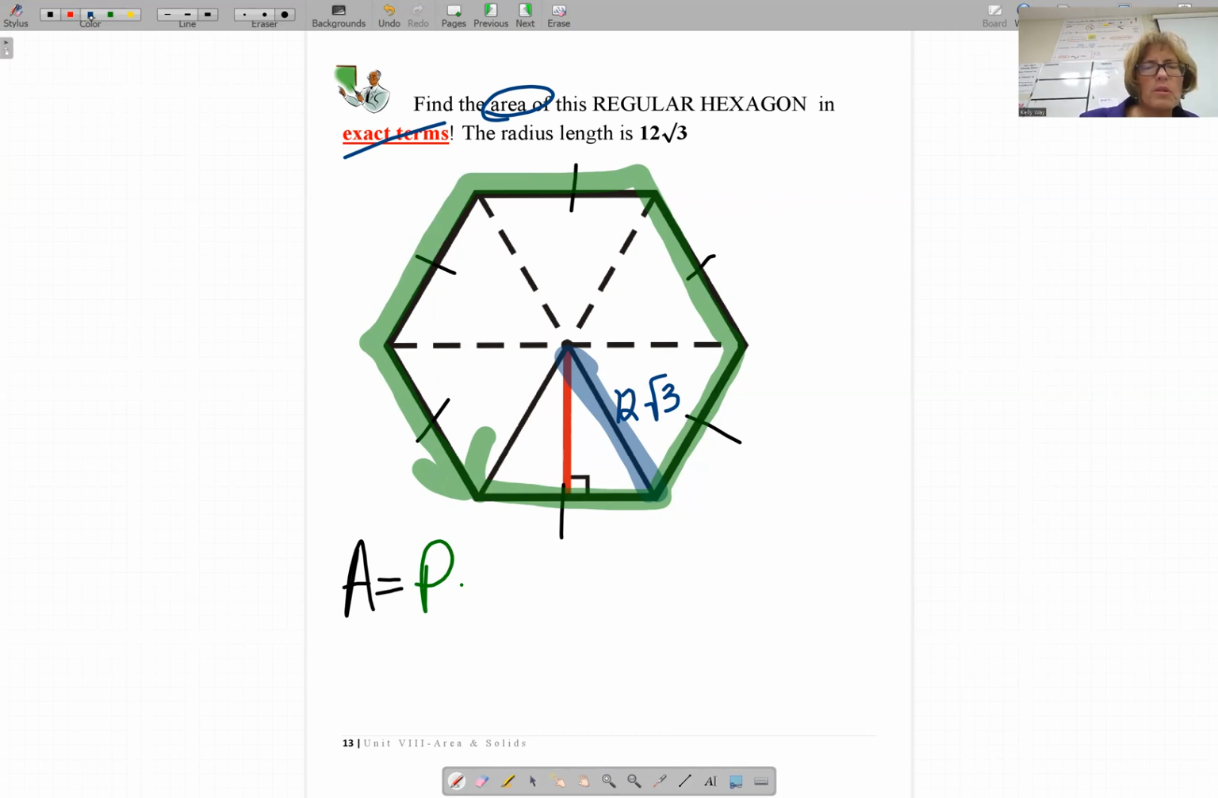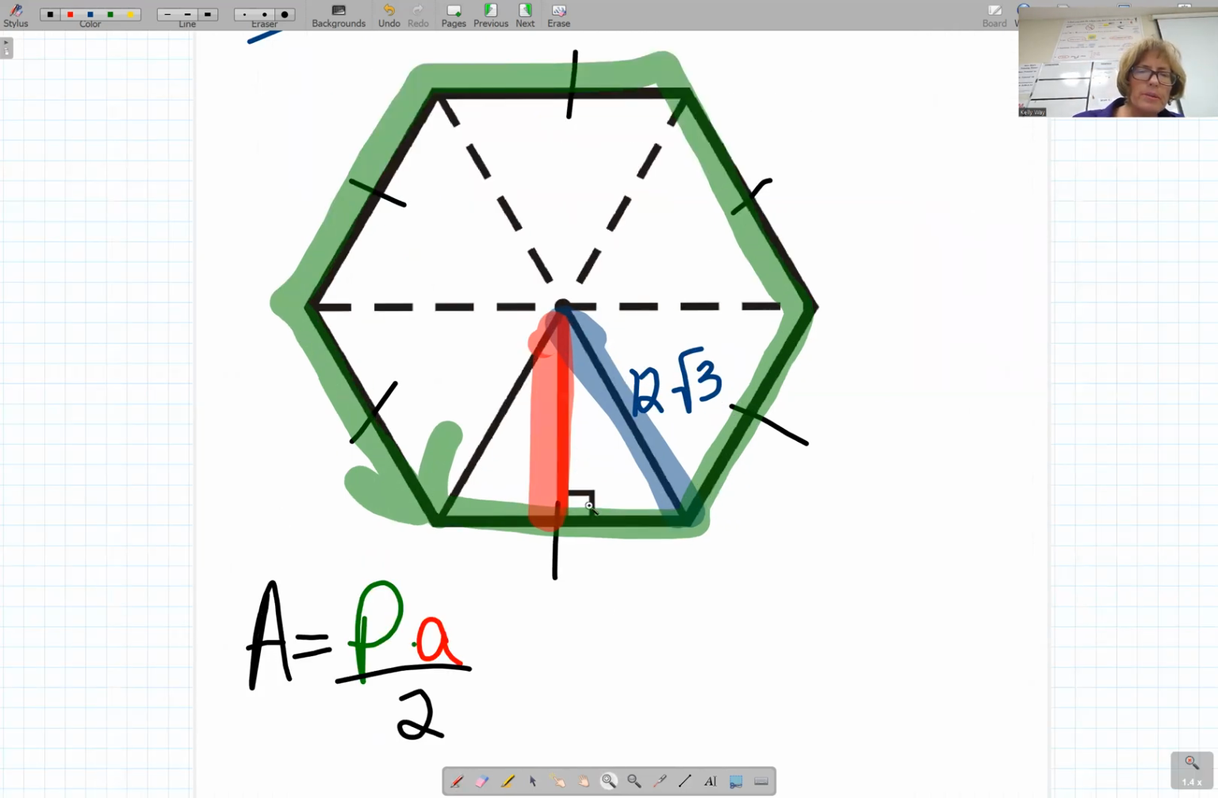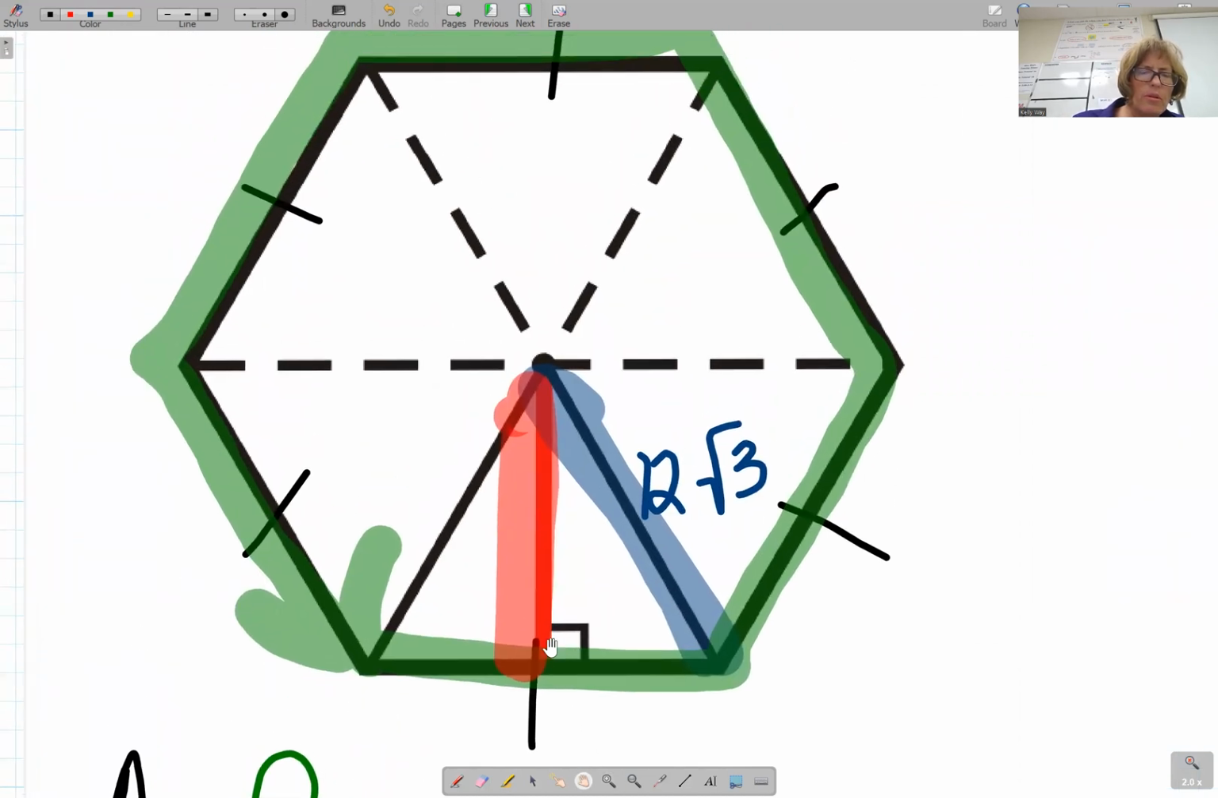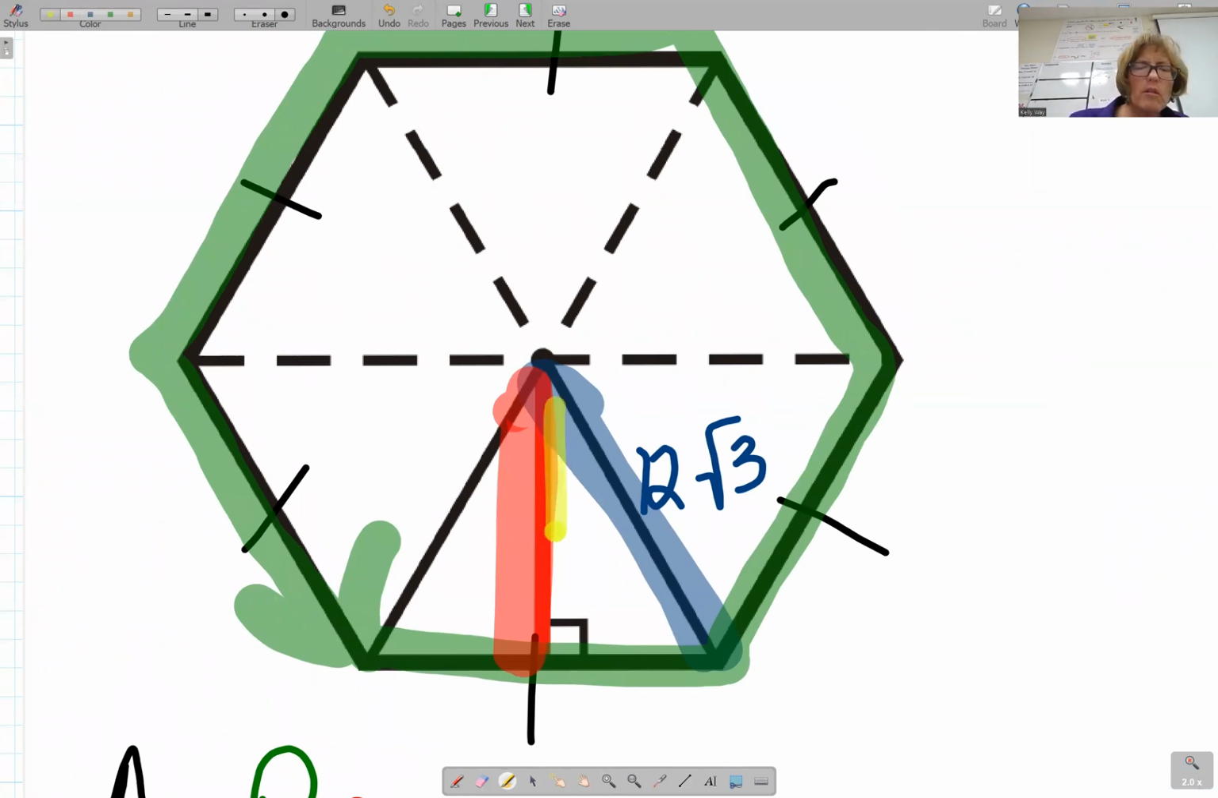Perimeter times apothem over 2. We don't have that either. We're like, golly gee, we've got nothing that you need. But you don't start with what you want. You start with what you have. So let's ask ourselves a question here. Because of that apothem, shade this. Ooh, we have a right triangle. Let's see if we can do anything with that.